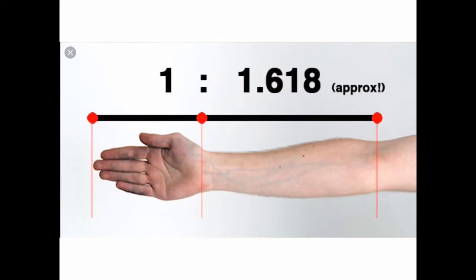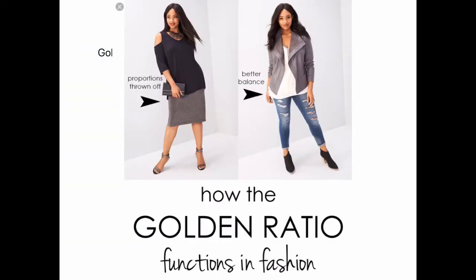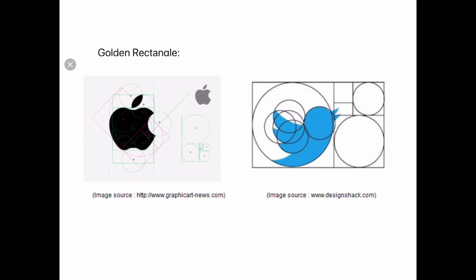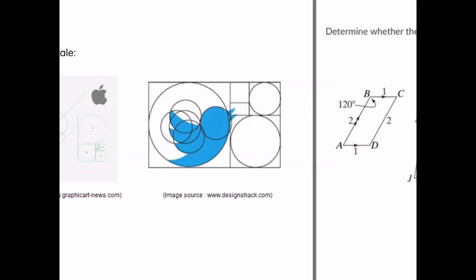of how that gets used. And here's another example on our arm. Here's an example from fashion. And here's an example of two very well-known logos. Anyway, the point is that the golden ratio and the golden rectangle are used all over the place.